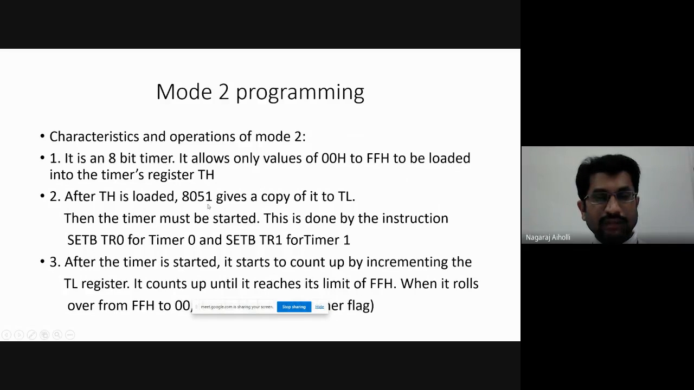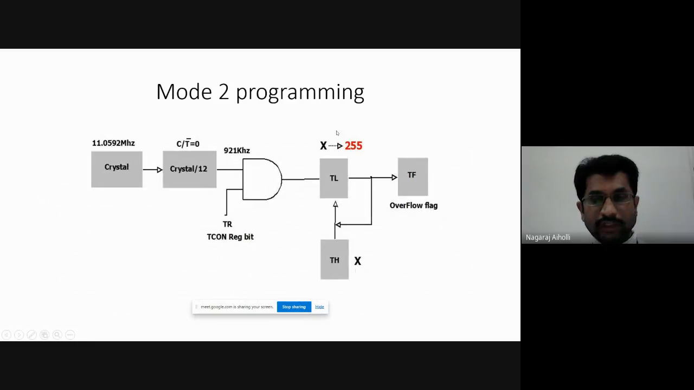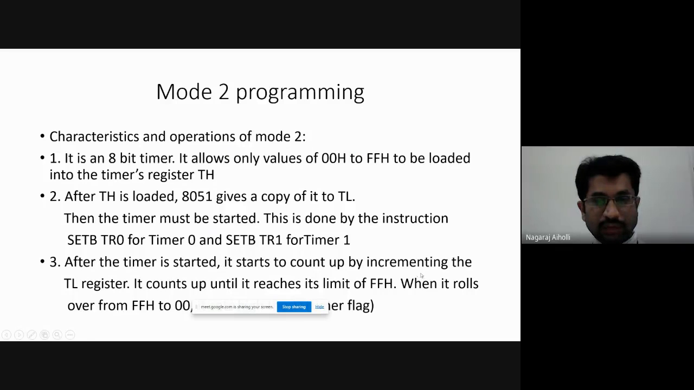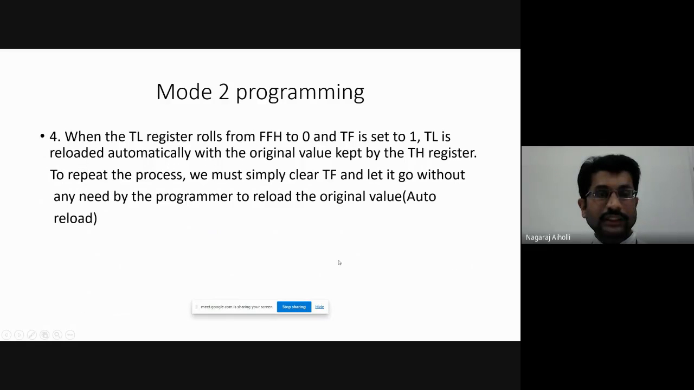Once we load the TH value, it will make a copy of TH into TL. Then we start the timer. Once we start the timer, it will start to count, right? Then it will monitor the overflow flag. After the timer is started, it counts by incrementing the TL register until it reaches FF. When it rolls from FF to 00, the TF flag, the overflow flag, will be set.